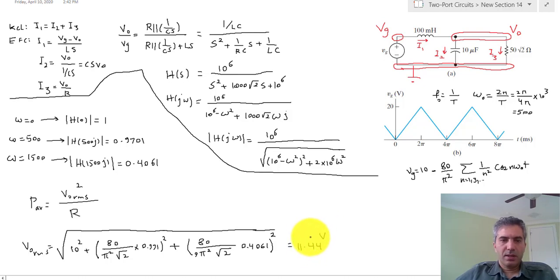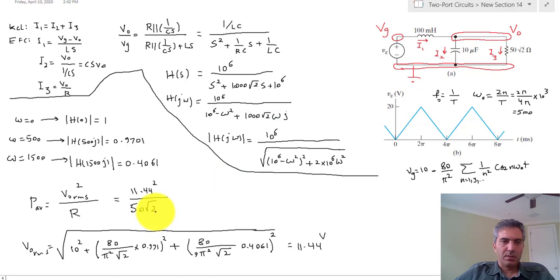So now you take that and put that in this equation. So that would be 11.44 to the power of 2 divided by 50. And that concludes the calculation for the average power that is delivered to this resistor.